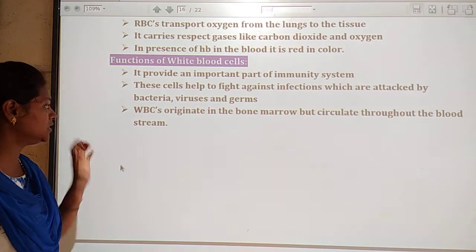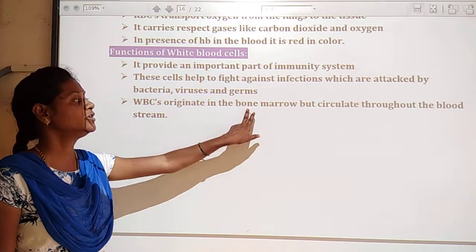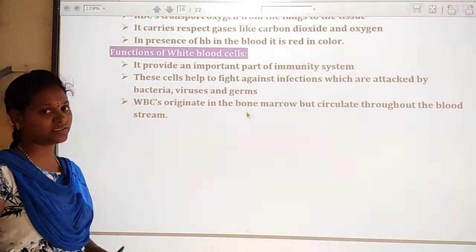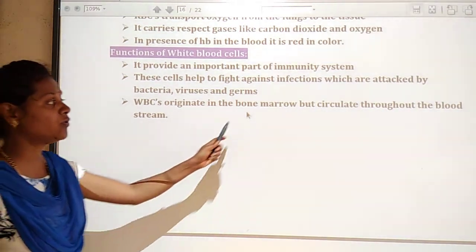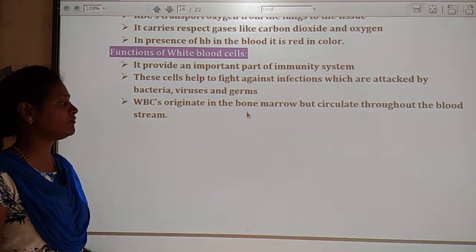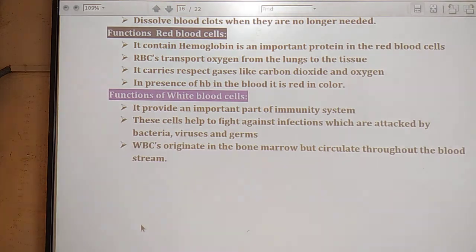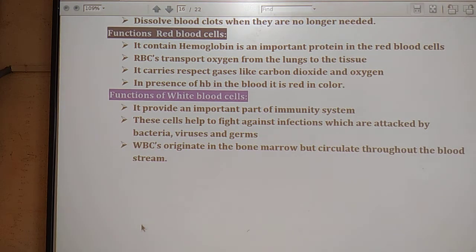And here next one, WBCs originate from the bone marrow. Where are white blood cells produced? They are produced from the bone marrow. But they can circulate throughout our bodies. Okay, so these are the functions of the red blood cells and also white blood cells in our body.